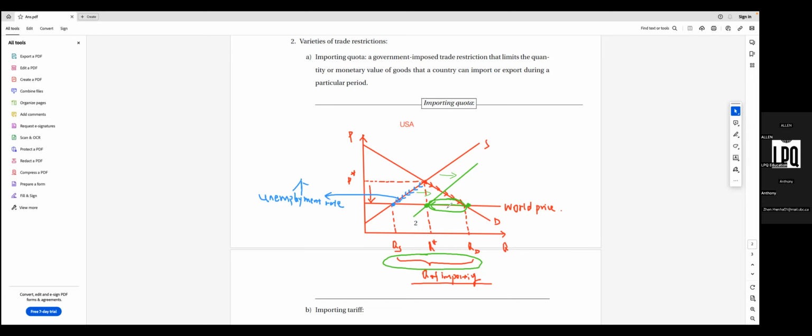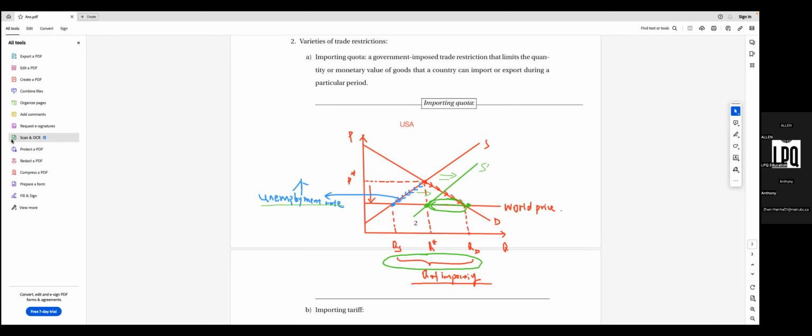So the effect of adding a quota into this graph is that we just shift the domestic supply curve to the right. Leave this smaller circle. This is the amount we can still import from China. So the domestic producers can produce more, and if they produce more, they need to hire more workers. So we can fix the problem a little bit, at least a little bit. So you can lower the unemployment rate a little bit. So this is the quota.